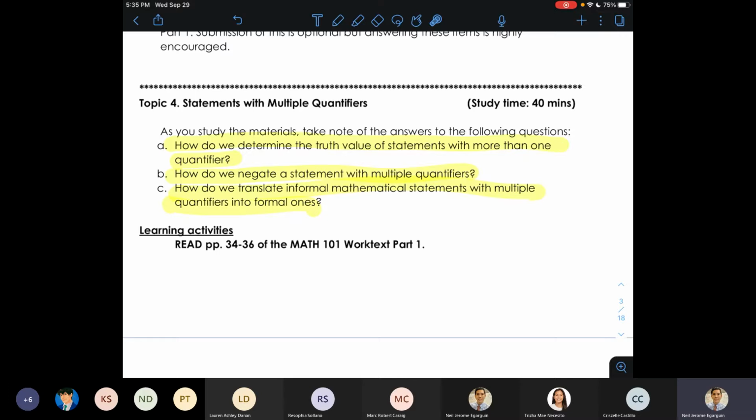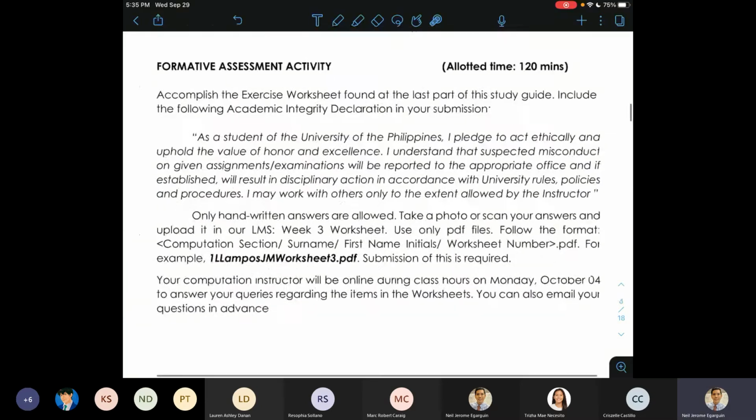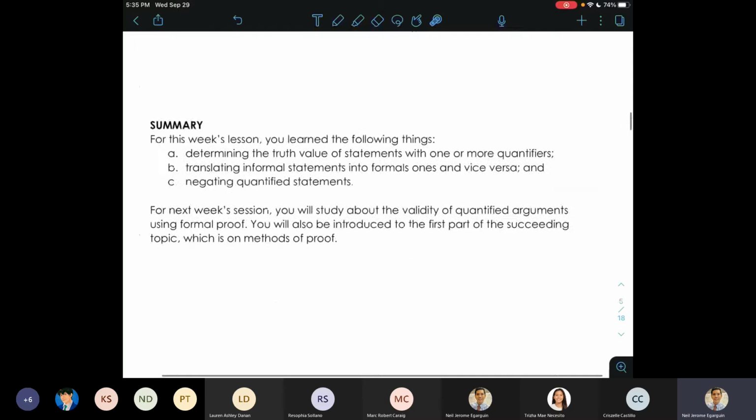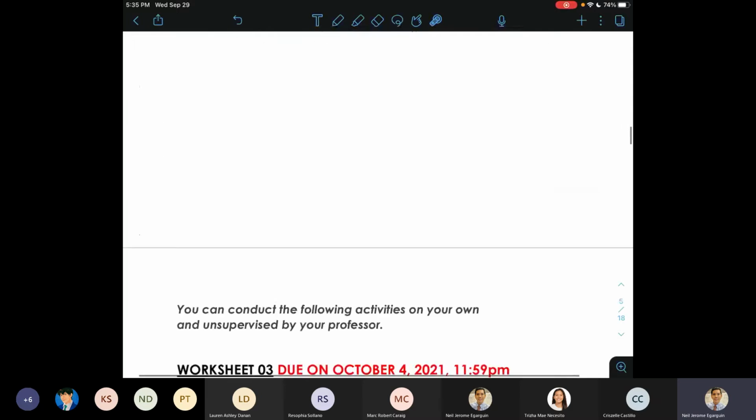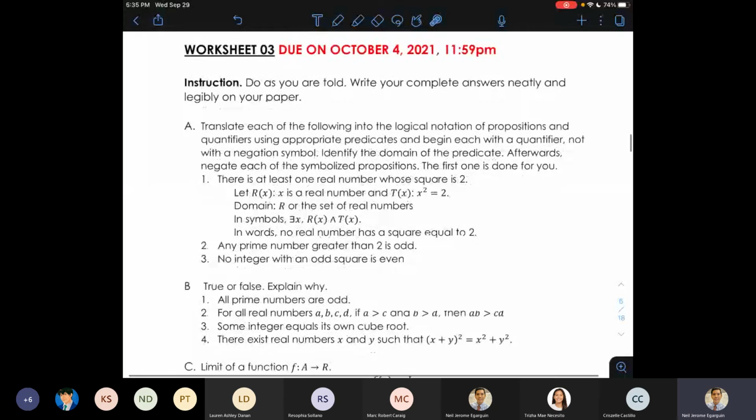Okay, so we will cover pages 25 to 36 of the work text. So nilagay ko siya dito sa aking slide, o sa aking PDF. But at the end of the study guide, you'll see worksheet number 3. It is due on October 4th, right before midnight. So you can spend part of your laboratory sessions on Monday to ask for help or guidance from your lab instructor regarding this worksheet.